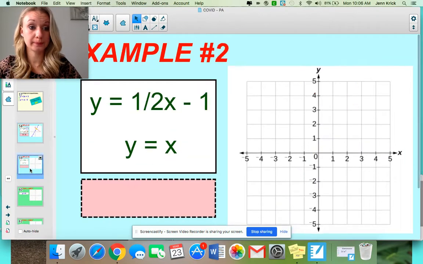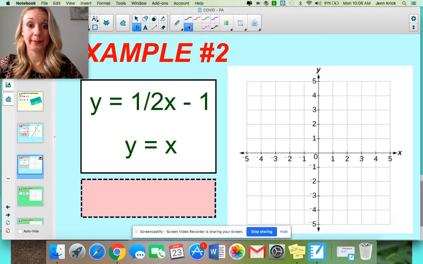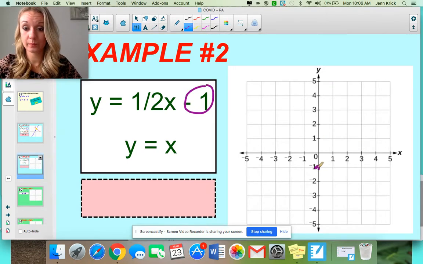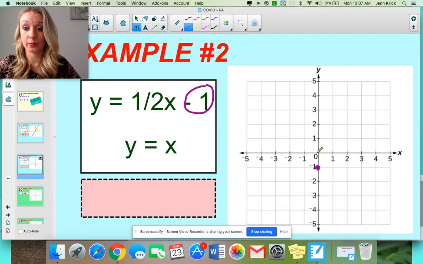Let's try again. Here are my two lines. So I'm going to graph my first one in purple. All right, so I'm going to start at -1 because that's my y-intercept. Now it says 1/2 x. Okay, this is a fraction, so that tells me that I'm going up 1, right 2. So I'm going up 1, right 2, up 1, right 2. And I can also reverse it over here. So I go down 1, left 2, down 1, left 2, and there's my complete line.